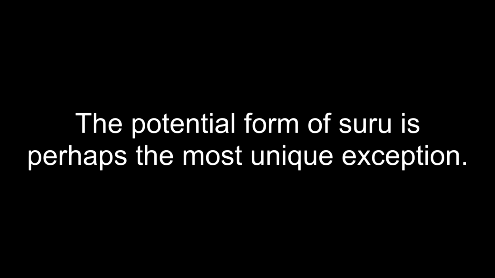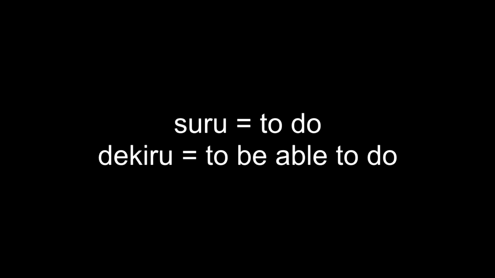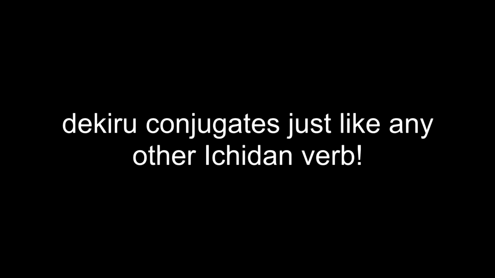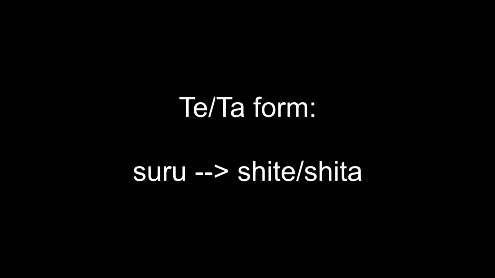The potential form of suru is perhaps the most unique exception. There is no potential form of suru itself, so we just use the verb dekiru. This is because suru itself means to do, and dekiru just means to be able to. And if you want to conjugate dekiru further, dekiru works just like a regular ichidan verb. To conjugate suru into its volitional form, it becomes shiyo. And finally, to get the te or ta form of suru, it becomes shite or shita.